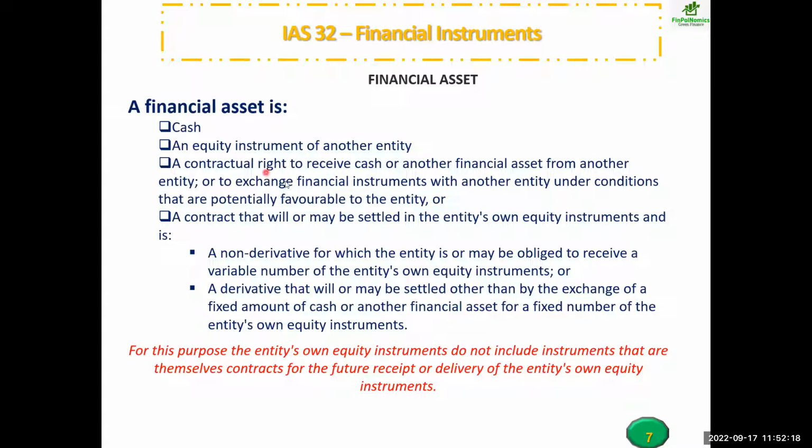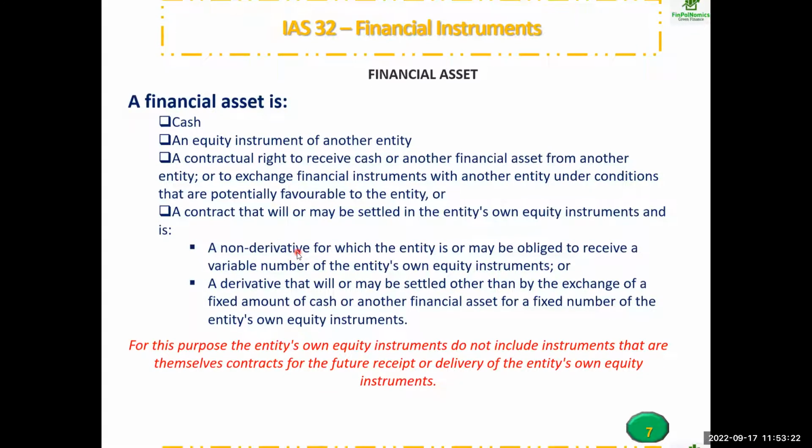Now, all of this summarizes the aspect of debt securities and trade receivables. Also, it could be a contract that will or may be settled in the entity's own equity instruments. And it's a non-derivative for which the entity is or may be obliged to receive a variable number of the entity's own equity instruments, or a derivative that will or may be settled other than by the exchange of a fixed amount of cash or another financial asset for a fixed number of the entity's own equity instruments. Now, this part also speaks to the aspect of derivative assets. Okay, and this definition is as contained in IAS 32, which I've simplified by way of the expressions I made earlier.